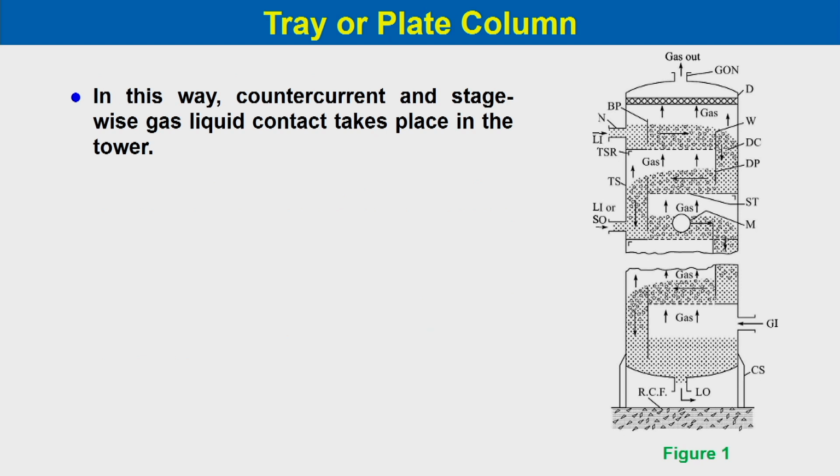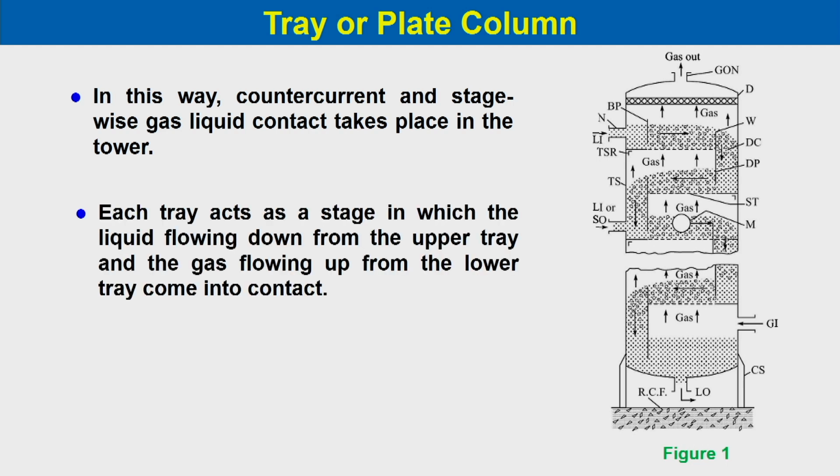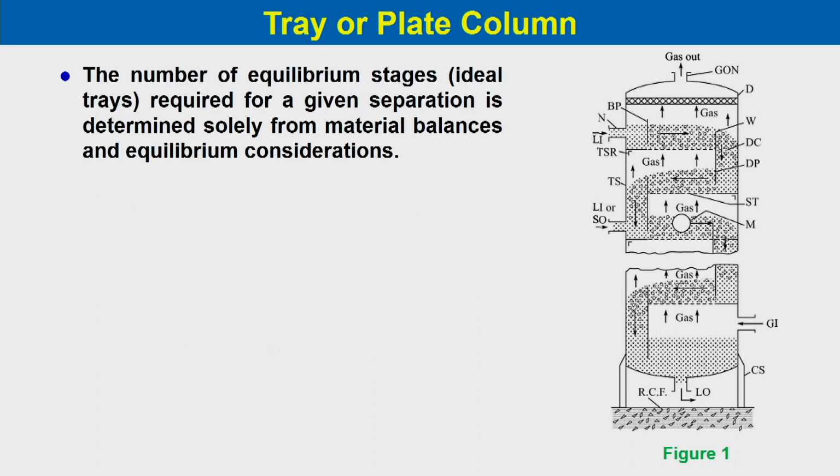In this way, countercurrent and stage-wise gas-liquid contact takes place in the tower. Each tray acts as a stage in which the liquid flowing down from the upper tray and the gas flowing up from the lower tray come in contact. The tower acts as a cascade because you have multiple trays and the vapor and liquid flow from tray to tray. So, it acts as a cascade.